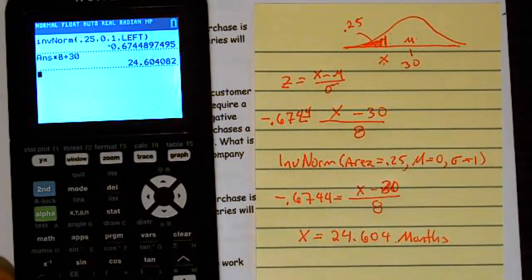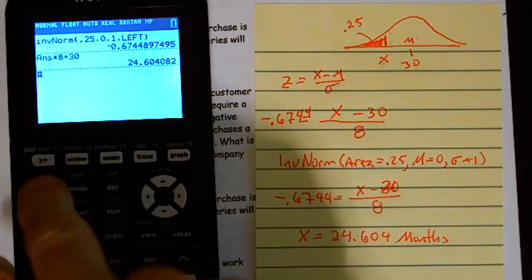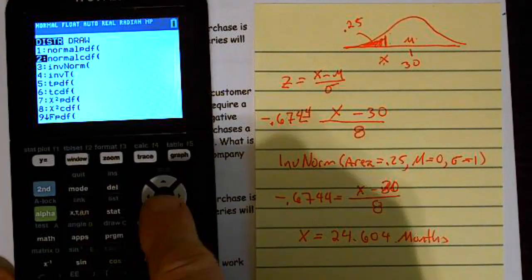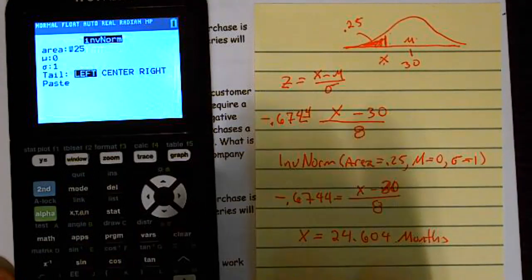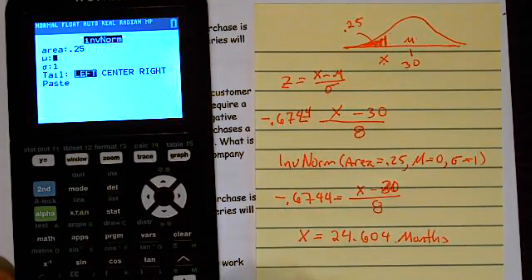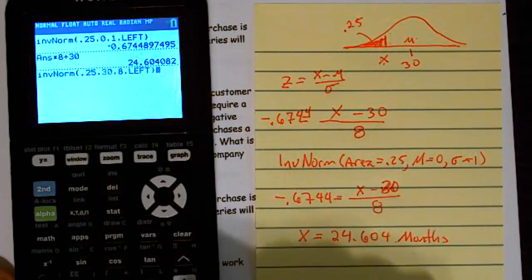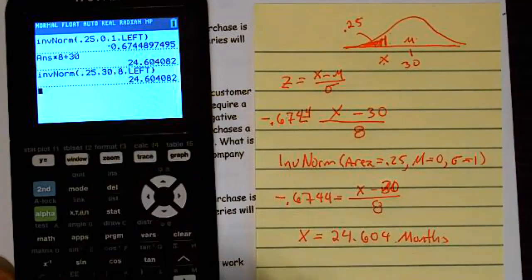Now, if I'd wanted to do an inverse norm, second VARS, inverse norm, the great thing about that is it eliminates any error. And I can go, okay, the mean, 30, my standard deviation, 8. And I get the 24.6040 months.